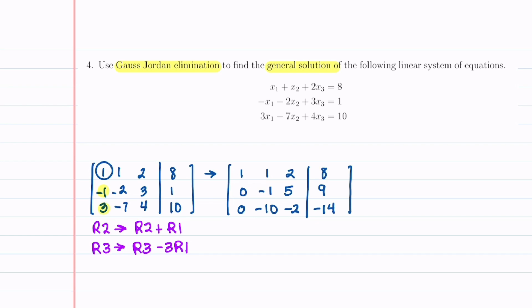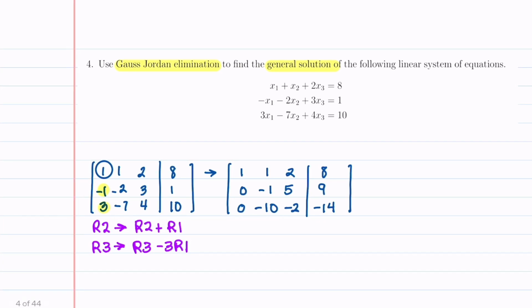We're now going to work down and to the right, and we're going to circle our next pivot, and then we're going to get a 0 below that pivot. To do that, we're going to take row 3 and replace it with row 3 minus 10 times row 2. This is going to give us the following matrix.